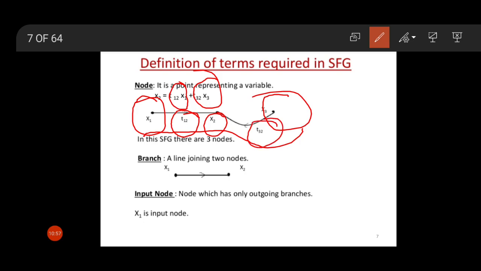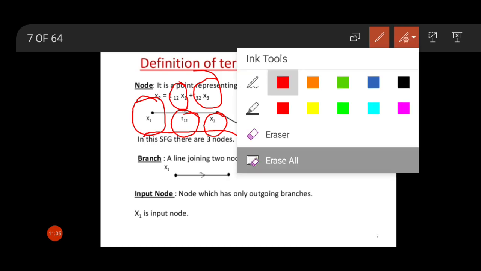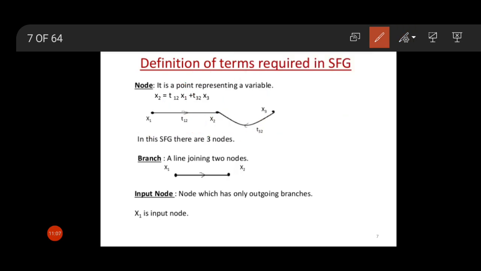So how will we get x2? See, x1 is multiplied by t12 and comes to x2. In the same way, x3 is multiplied by t32 and comes to x2. Then they join, and we get x2. So x2 equal to t12 into x1 plus t32 into x3.